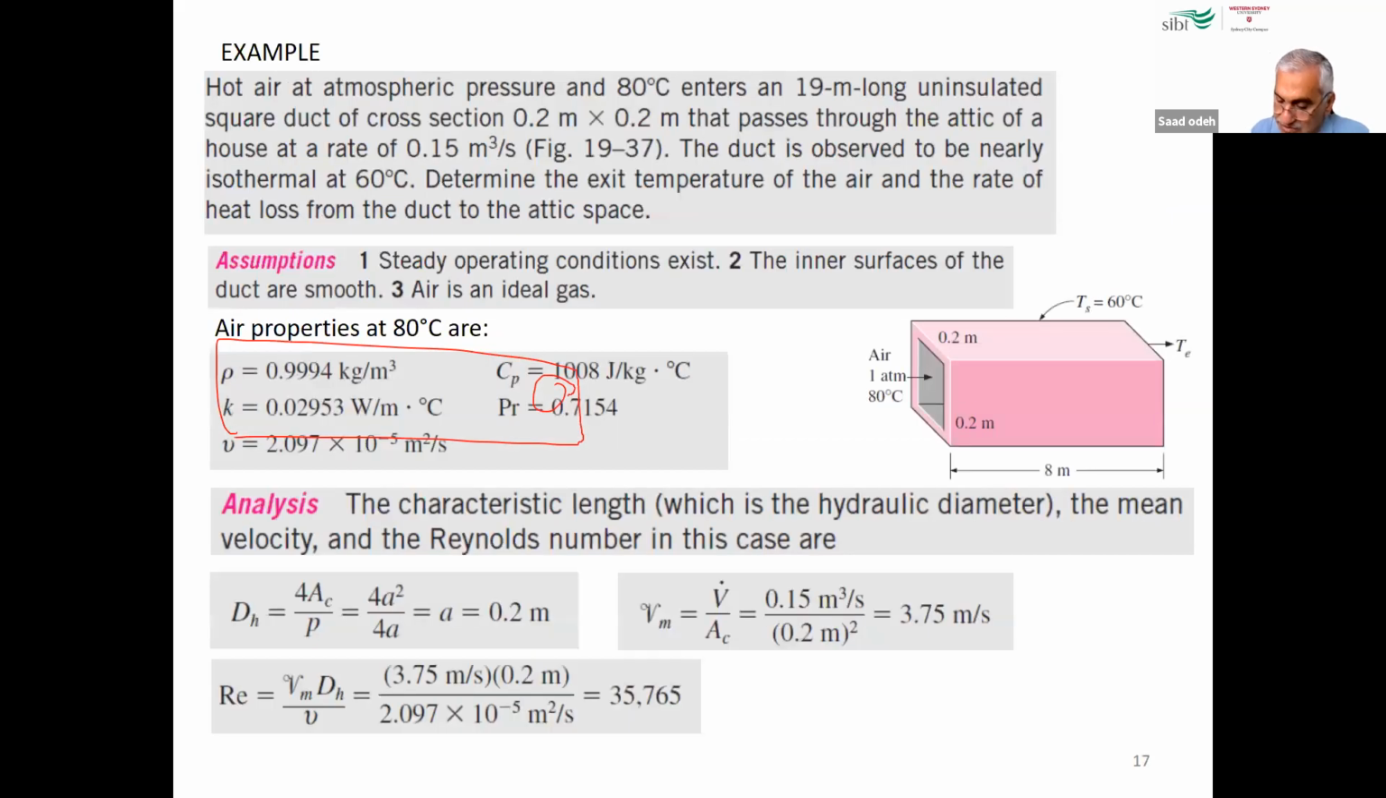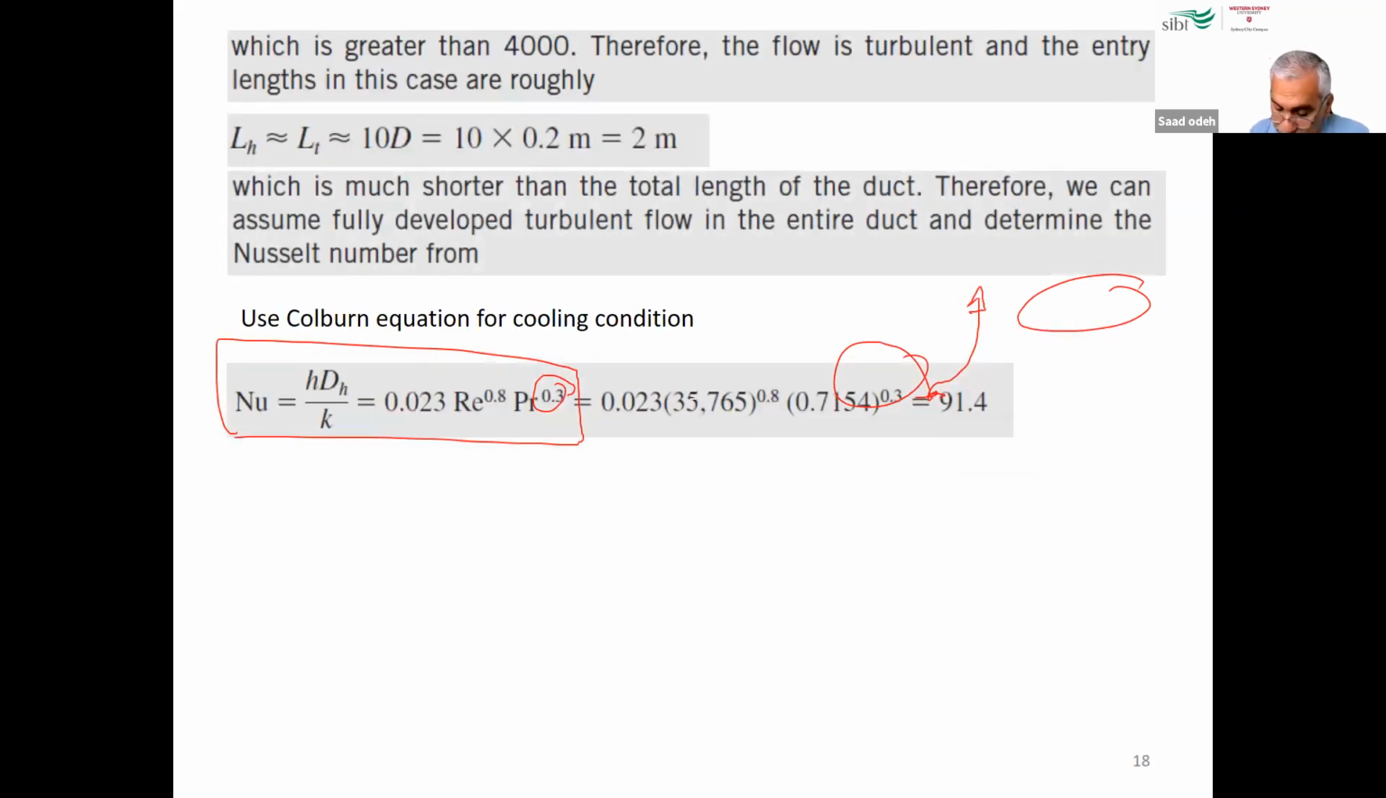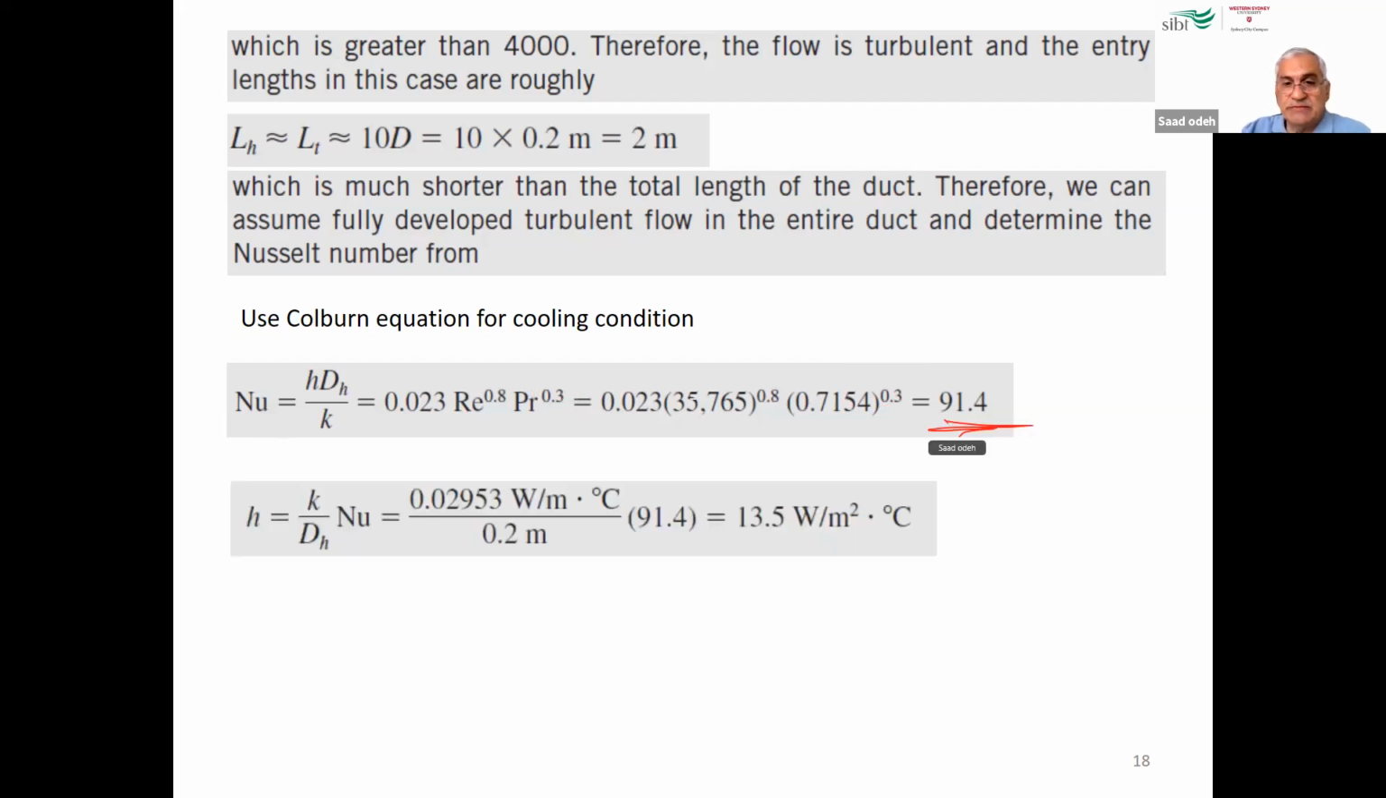So you can see here, surface temperature 60, the air temperature is 80. So therefore, the heat transfer will be from inside to outside, which means that we are cooling the air. We are losing heat through the duct, which means that it's a cooling case. So in the cooling case, back to this equation, we have to choose the power 0.3, not 0.4. So we substitute the value here and find out the Nusselt number, and then we can find the h value.